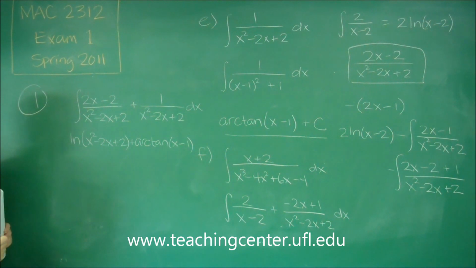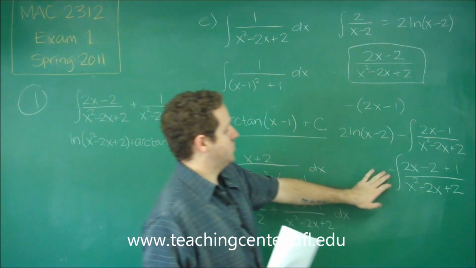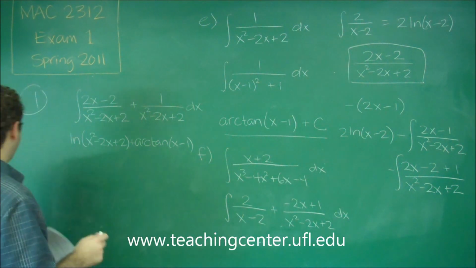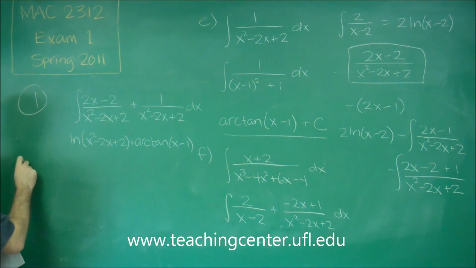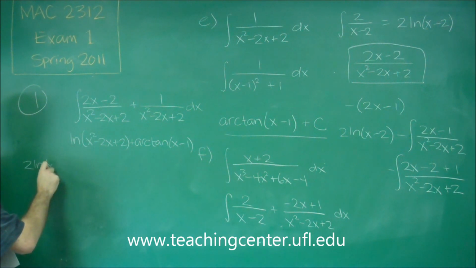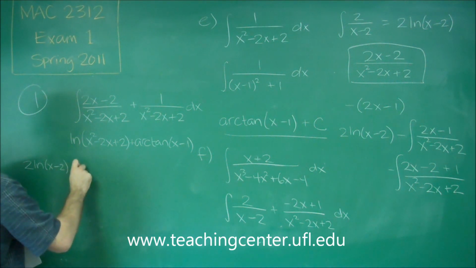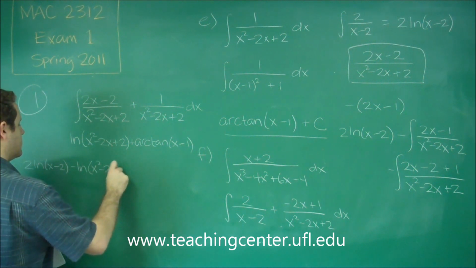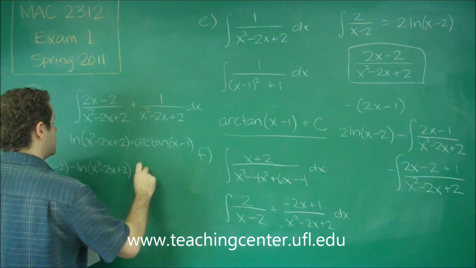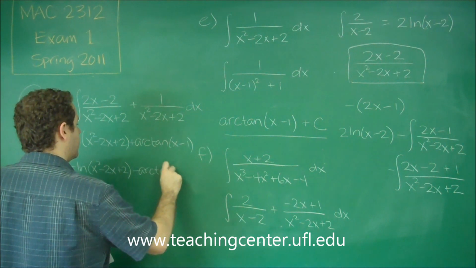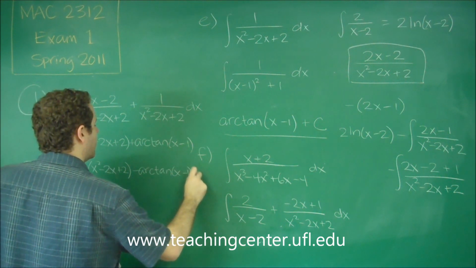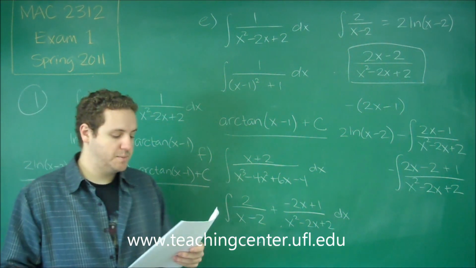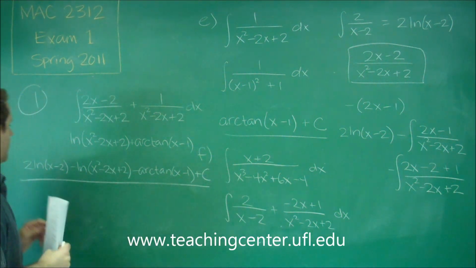So the last thing we need to be careful of is we were actually subtracting this entire integral from our first one. So our final answer here is going to be 2 ln x minus 2 minus this ln x squared minus 2x plus 2 minus arctan x minus 1 plus c. Plus c because we had an indefinite integral here.